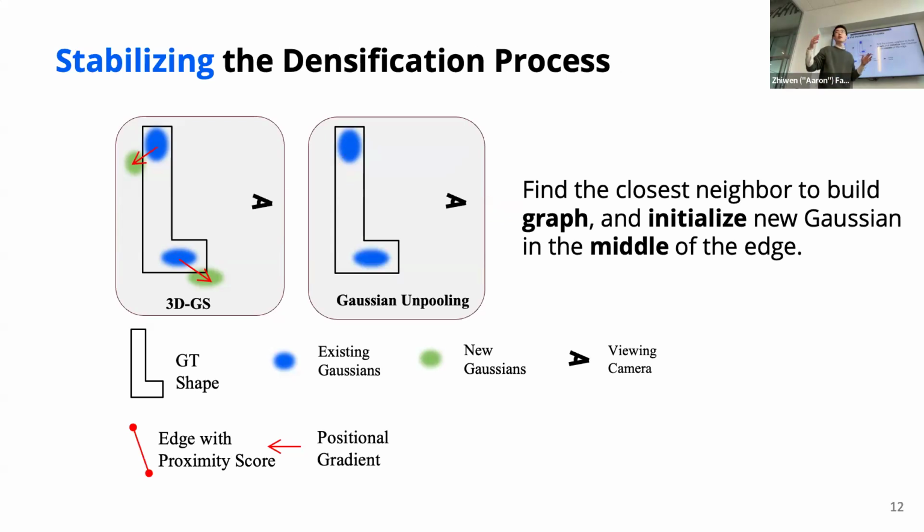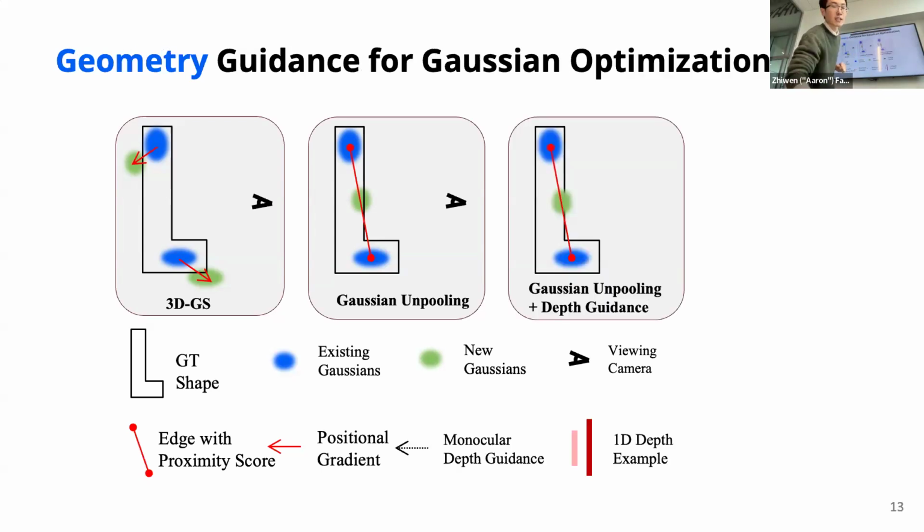We are trying to build a geometric graph based on the 3D information. So here, still the L curve, we have two existing Gaussians, and we build the geometric graph and connect them together. We build an edge between them, and the edge is built based on a so-called proximity score. We are trying to measure which Gaussian is closer to which, to find the closest neighbor. Having this, we put a new Gaussian in the middle, and having the newly placed Gaussian, we try to move it toward the right position. So let's come to the next phase. Now we have the initialization in the middle of the edge.